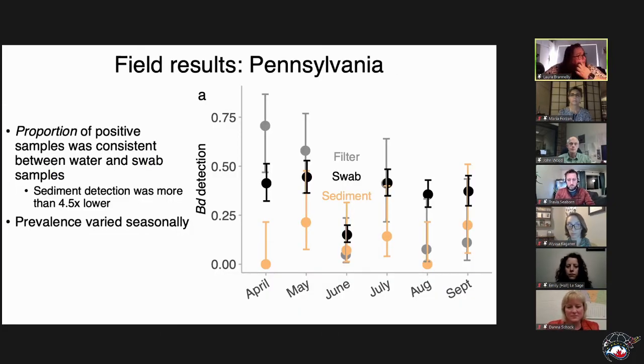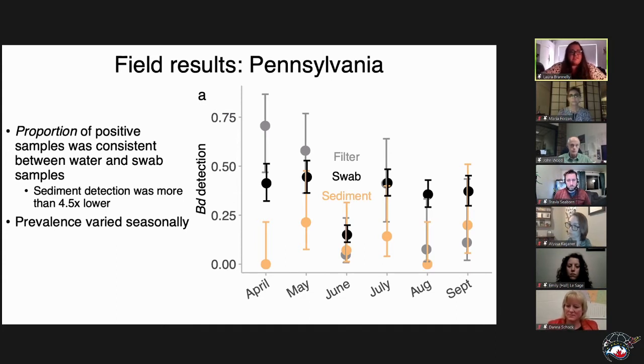So I'm going to go through Pennsylvania first. What we found in Pennsylvania is that you actually could use eDNA in filters as a proxy for swab information. So the proportion of samples that were positive in the environment and in the frogs was consistent across the season.